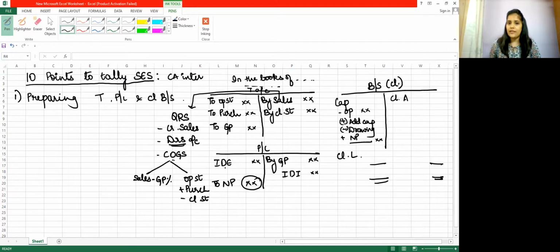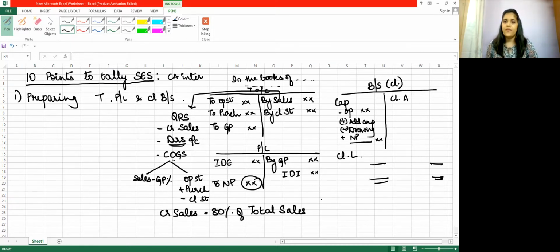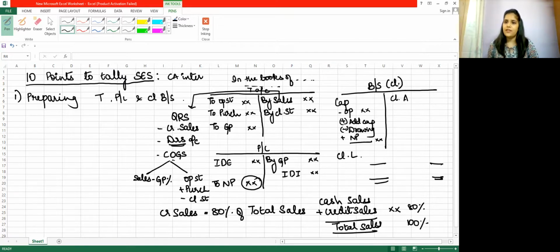Okay. If the question has told that credit sales equals 80% of total sales, then what does this mean? You have to do this. Very simple. Cash sales plus credit sales is equal to total sales. We all know this, correct? Now, they have given the credit sales. This will be 80% of the total sales. So total sales will be 100% and cash sales will be 20%. So accordingly, you will do a cross multiplication and find the other sales.